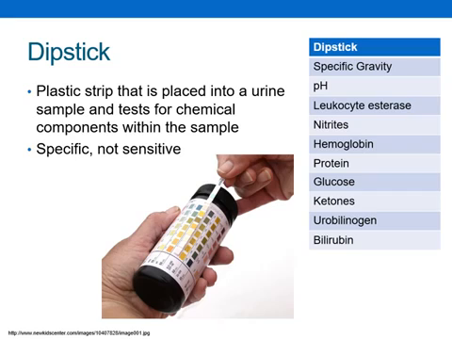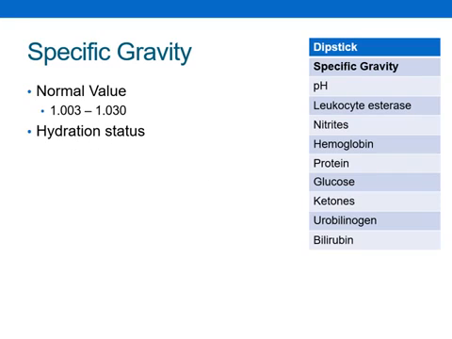The dipstick test can identify specific gravity, pH, leukocyte esterase, nitrites, hemoglobin, protein, glucose, ketones, urobilinogen, and bilirubin. The first test result of the dipstick is the specific gravity. The specific gravity evaluates the urine's osmolality as an insight to the patient's hydration status. So a normal value is between 1.003 and 1.030.